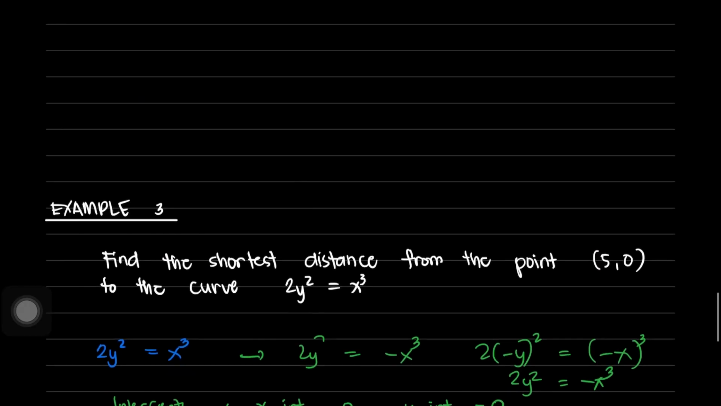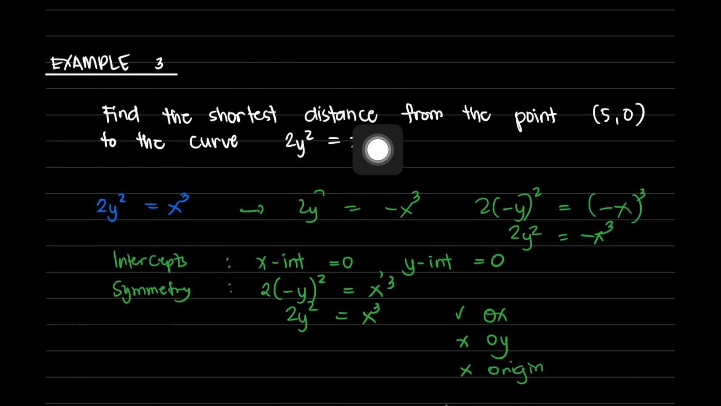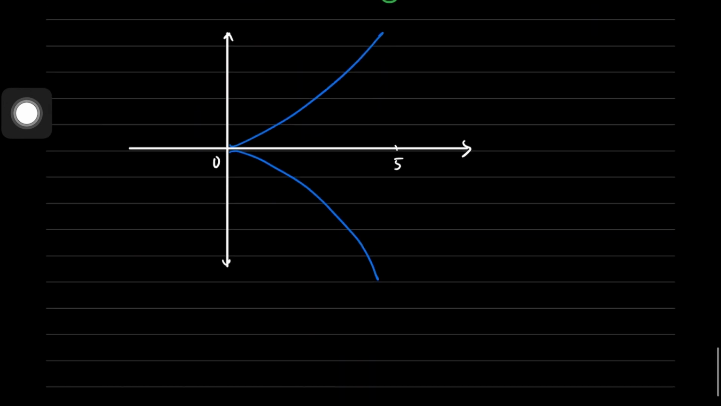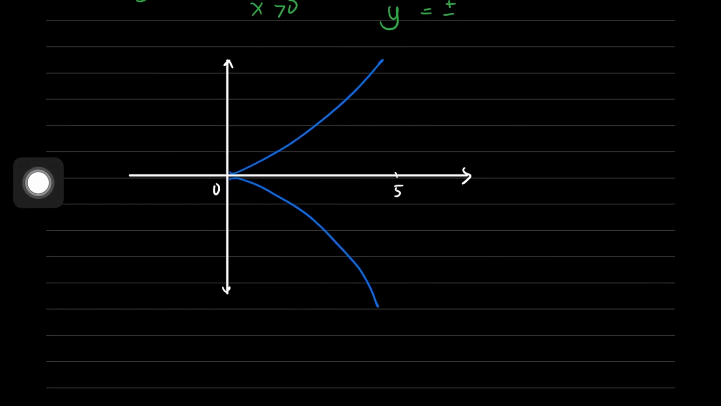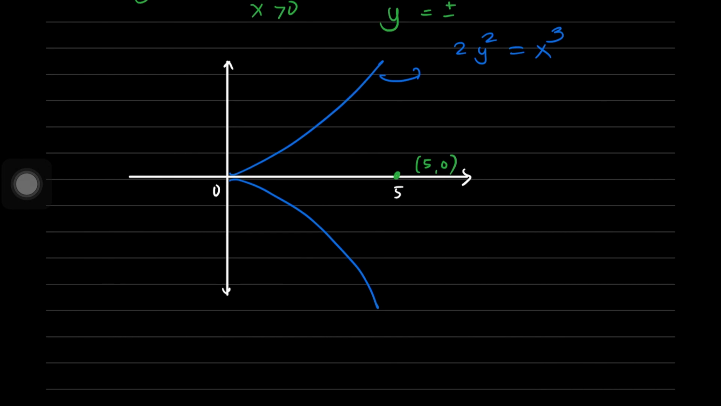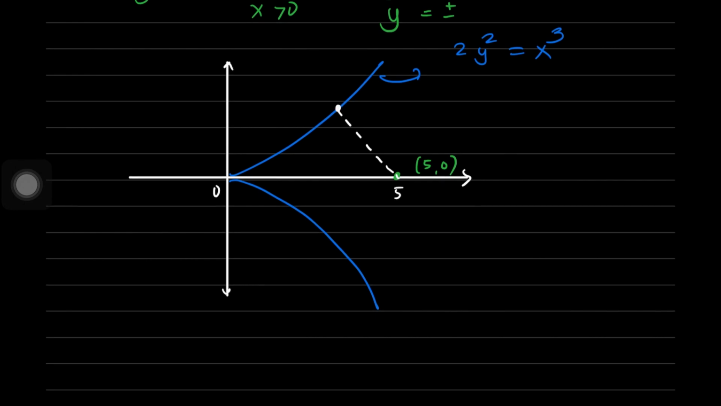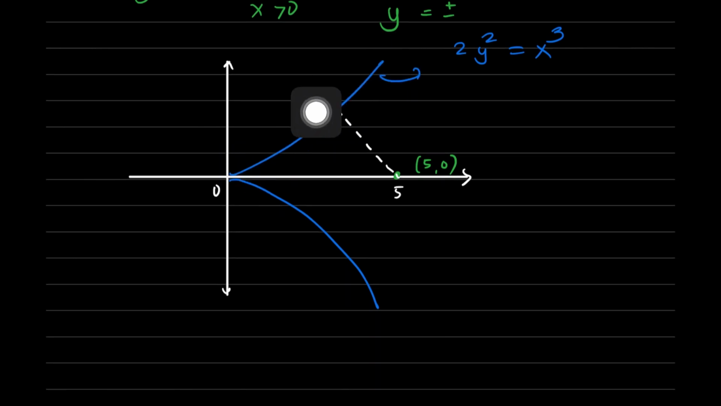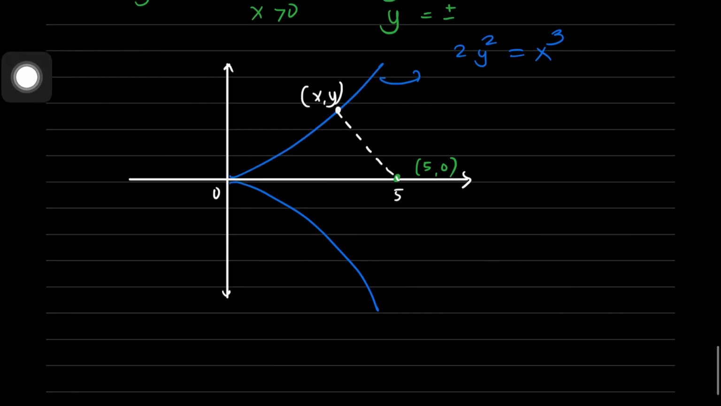Now, in this problem, we are going to find the shortest distance from the point (5, 0) to the curve 2y squared equals x cubed. And since this is the graph of the function 2y squared equals x cubed, and this is the point (5, 0), the shortest distance can be drawn by a line in here. Now, this point of the function here is not known, so we're just going to call it point (x, y).